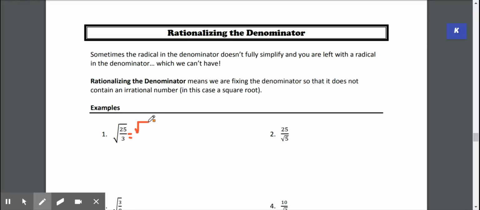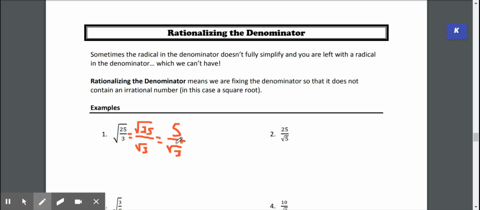Now, as I break this up into square root 25 over square root 3. Okay, square root 25 we can take, and it becomes 5. Square root of 3 I can't take, so it stays in the denominator. So what we're going to say here is it's very easy to divide by a rational number. Okay, if this was a 3, it's very easy to take a value and break it up into 3 equal groups. It's very difficult to take a value and break it up into square root of 3 equal groups.